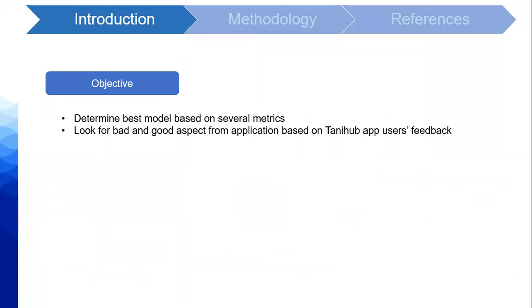The objectives of this research are to determine the best model based on several metrics such as accuracy, sensitivity, and specificity, and then look for bad and good aspects of the application based on Tanihub app users' feedback.